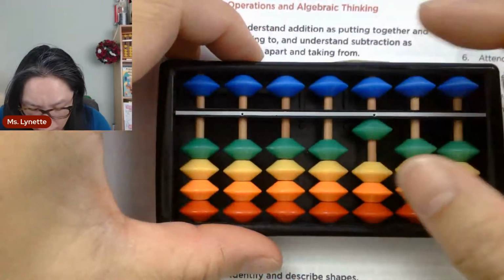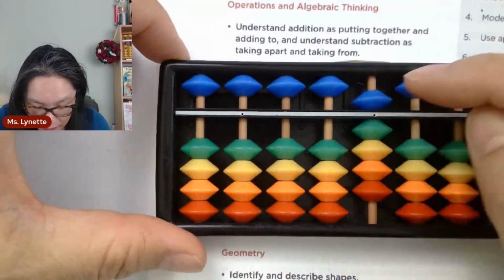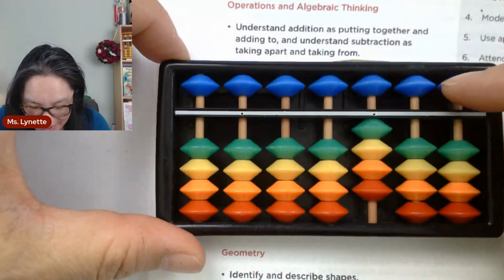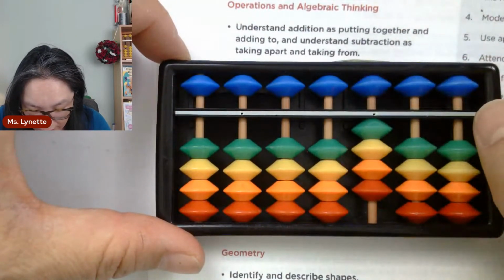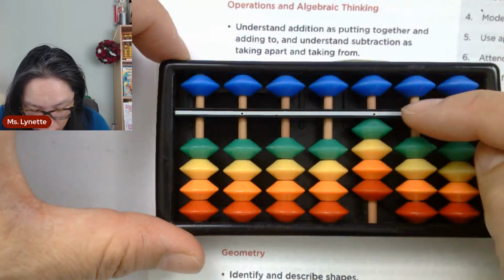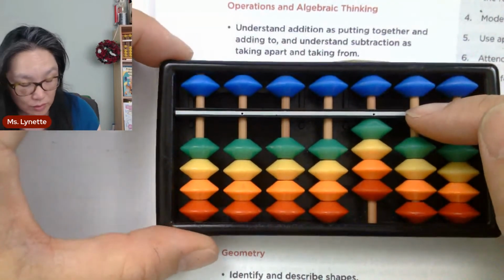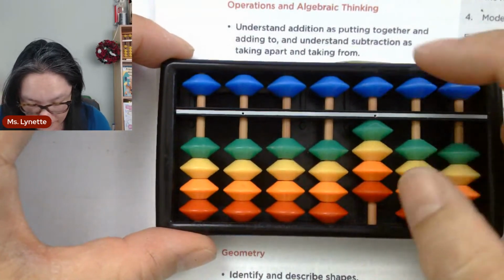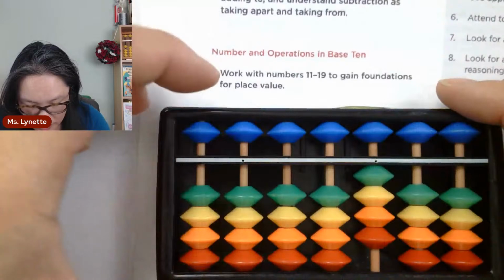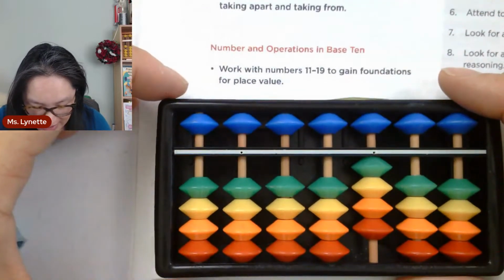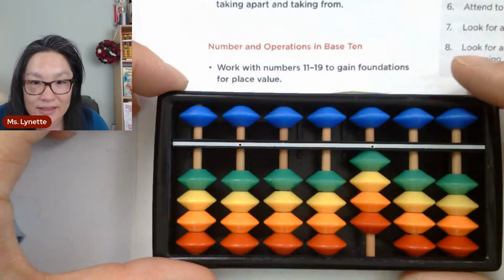So then when we have 9 and I want to take away 5, I'm going to break it apart. Is that breaking apart? I guess that would be. We take away the 5. And then we have 4. Notice that we're taking it away from the horizontal bar. Because we're taking it away from the horizontal bar, that is considered subtraction. Okay, so what's the next one? Work with numbers 11 through 19 to gain foundations for place value. Oh, that's easy, right?